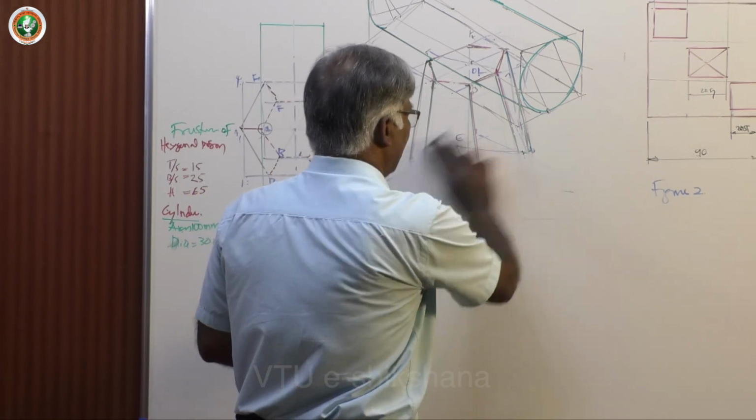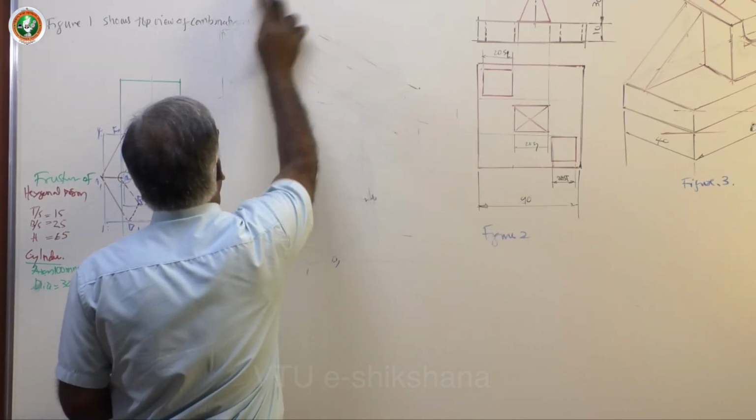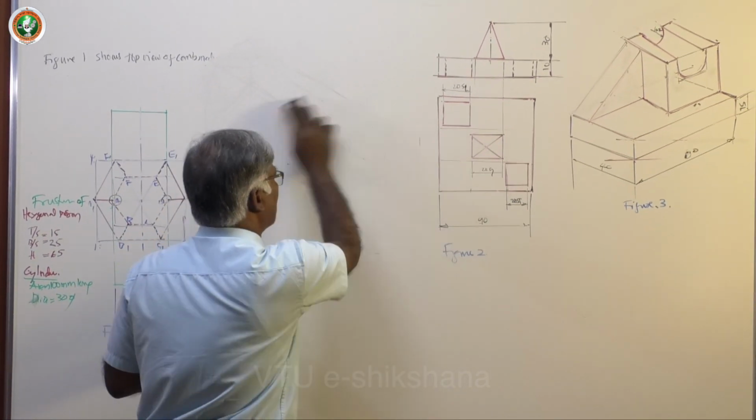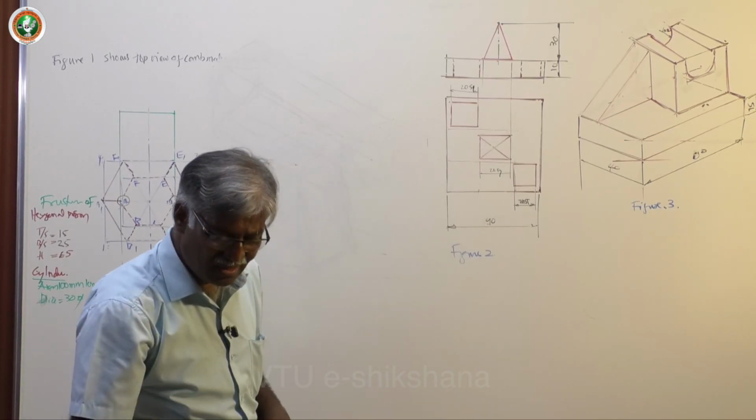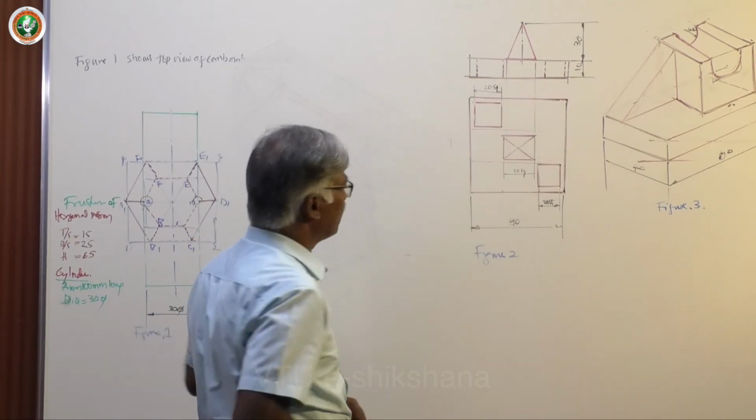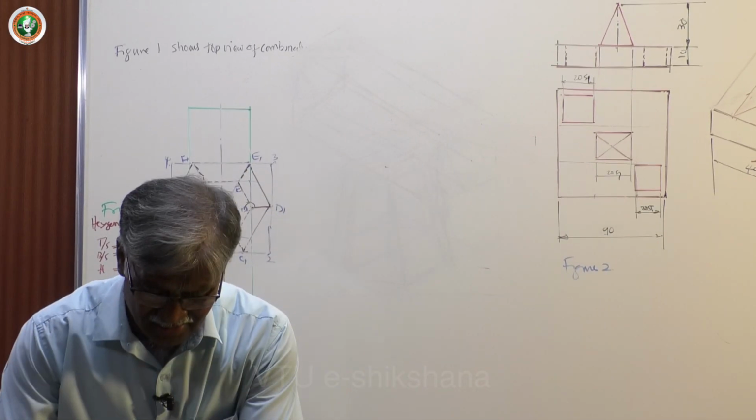Now let me discuss the problem on isometric projection with this as the top view and this as the front view. Now as I have given, say this is the situation.